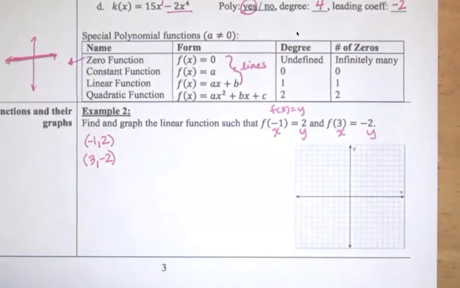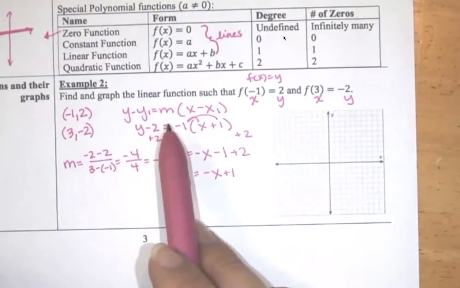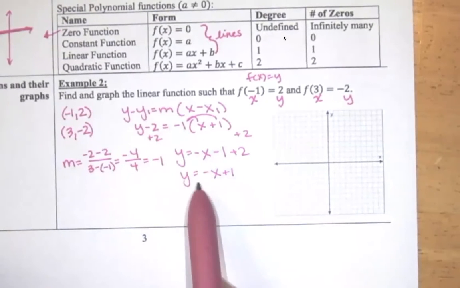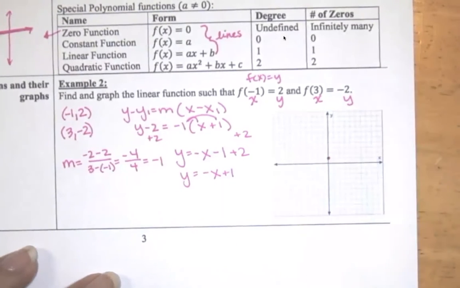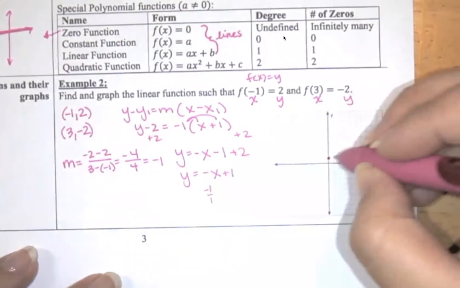I'm going to have you calculate this, and then I will show you the answer. You're going to have the opportunity to type in the equation of the line that you get into Edpuzzle, and then I will show you the answer so you can proofread your work. Okay, so after finding the slope and using the point slope formula, you should get the equation y equals -x plus 1. To graph this, I put the y-intercept at 0, 1 with a slope of -1/1.